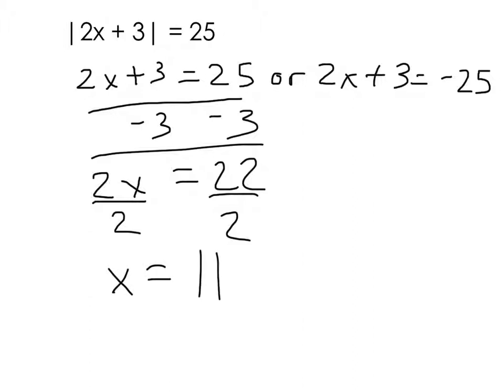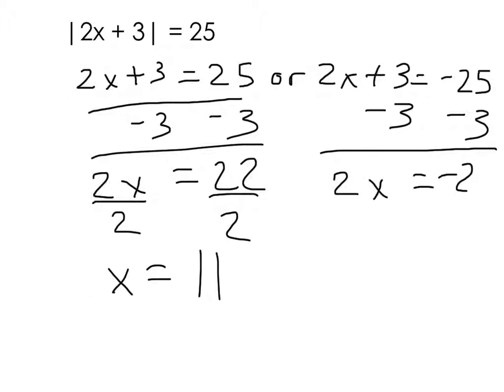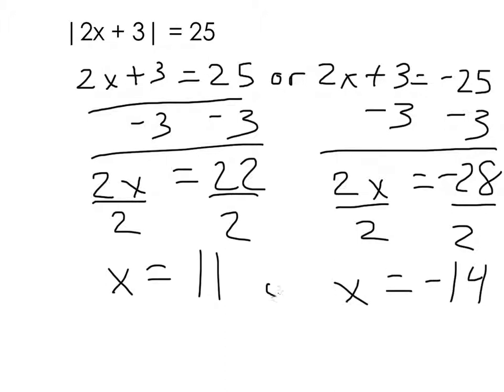The next equation, isolate the x term, subtract 3 from both sides, 2x equals negative 28. What next? X equals negative 14. So we have two solutions. Can you substitute them back into the original equation? Does it give you a true statement? Yes, both of them do.